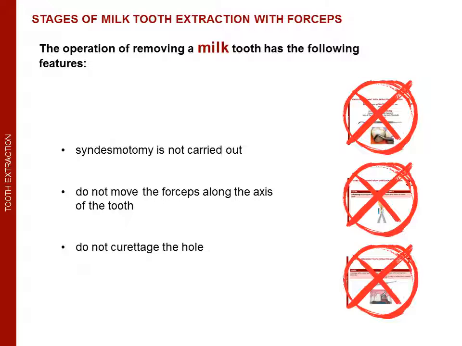The operation of removing a milk tooth has the following features. Syndesmotomy is carried out very carefully if the tooth has no resorption. If the tooth has resorption, syndesmotomy is not carried out because of the risk of damaging the rudiment of the permanent tooth.